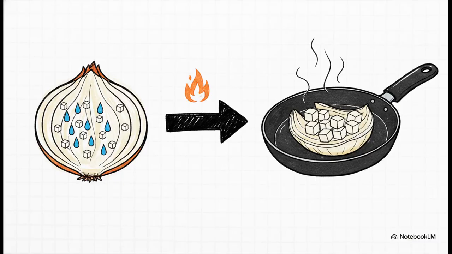First up, the most straightforward one: evaporation. Onions are about 90% water. As you cook them, that water boils off, and the natural sugars that are left behind become incredibly concentrated. This, right here, is the main reason deeply caramelized onions taste so intensely sweet.